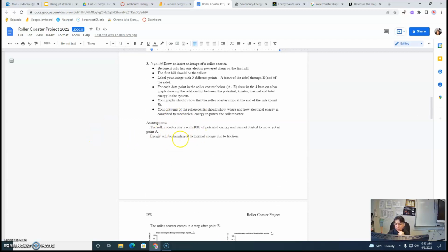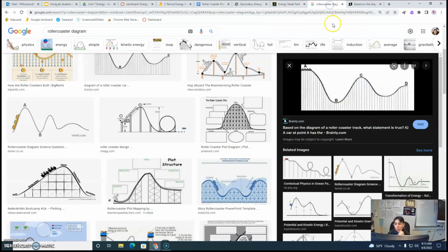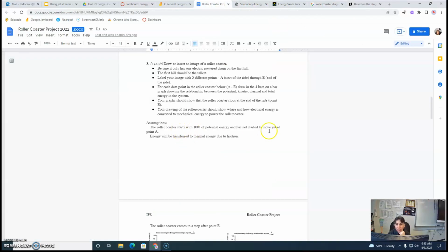There are certain assumptions you're supposed to make. You have to assume that the roller coaster starts with 100 joules of potential energy. So at the top of this very first hill right here at A, you have to assume it's got 100 joules right there, okay? And it's not moving yet. Obviously, point A is where it starts from.